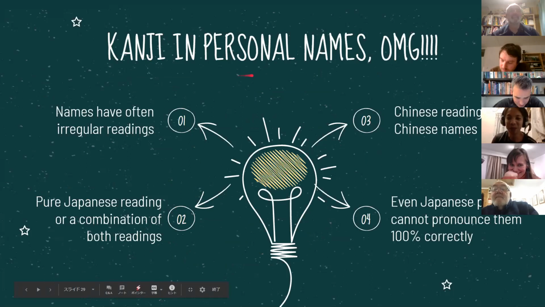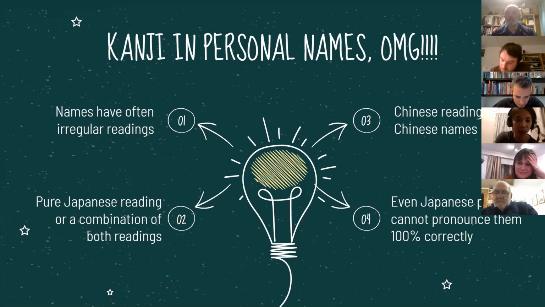So this is where kanji can make your life really miserable, like kanji in personal names. It can be a real pain, because Japanese names often have irregular readings, and they can have pure Japanese readings or a combination of both. For example, Oshita Sensei has a name of pure Japanese reading, Oshita Masakazu. And Ishito Kotaro Sensei has a combination of both.